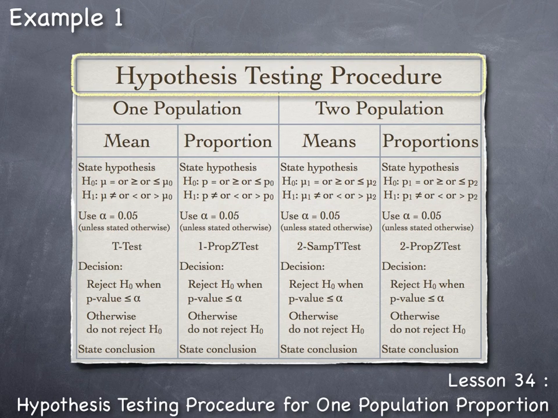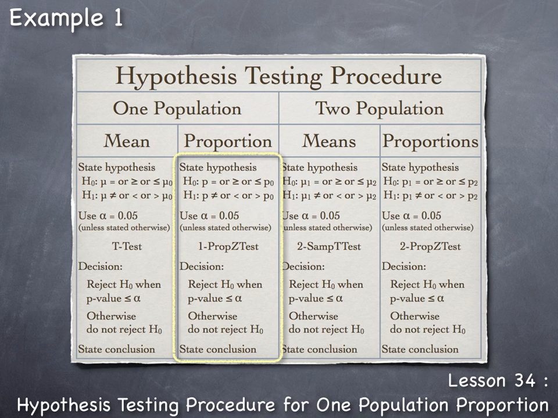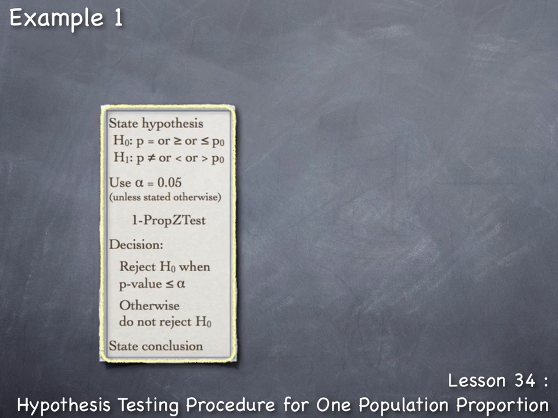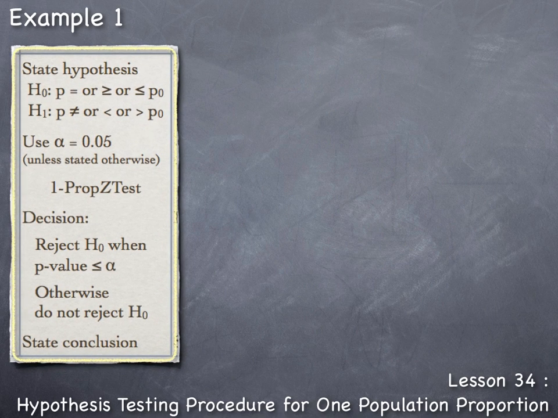This example requires the use of a hypothesis testing procedure involving one population proportion. So the following steps are used to guide us through the hypothesis testing procedure, starting with stating the hypothesis. Statistically, the claim is represented as P less than 0.20. And if the claim is justified, P is less than 0.20.